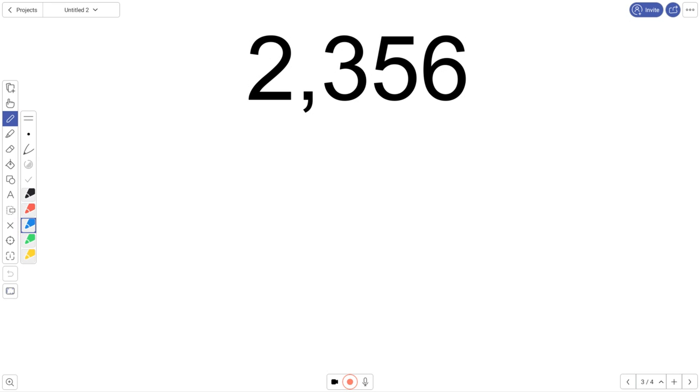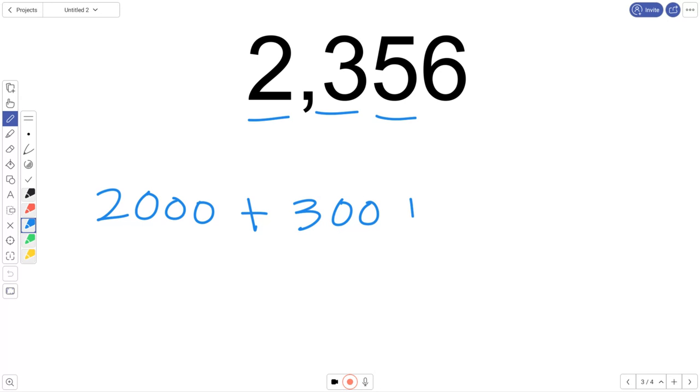All right, let's do one more. All right, this one is a big thousands. Okay, we'll keep adding it out. I can see the thousands is the biggest spot. I have 2 in the thousands, so that would be 2,000, plus 3 in the hundreds, which is 300, plus 5 tens is 50. Let me rewrite that 5. Did it again. Plus 6 in the 1s spot.